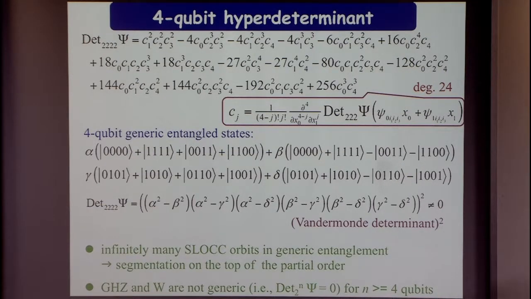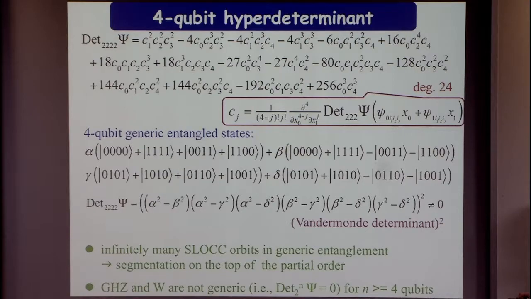Okay, so as I briefly mentioned, we could somehow continue on this process. For the four-qubit case, this is a little bit complicated, but I think it's known as the Schläfli method to construct the determinant of the 2 by 2 by 2 by 2 using the smaller format of the determinant. And as we briefly saw, in the four-qubit case, we have infinitely many SLOCC orbits. But the generic class is always characterized by the non-zero hyperdeterminant. Okay, and naturally we have 4 parameters here, and as long as the Vandermonde determinant is not 0, then you could say this is the generic form of entanglement.